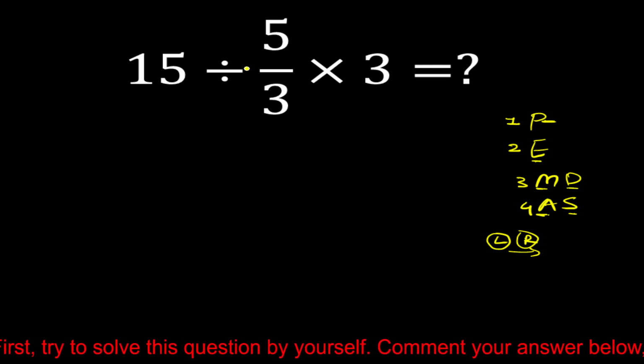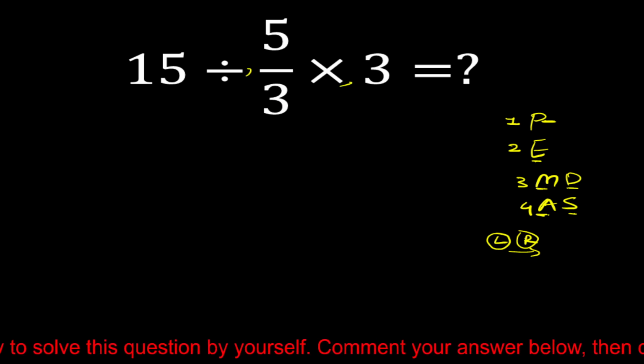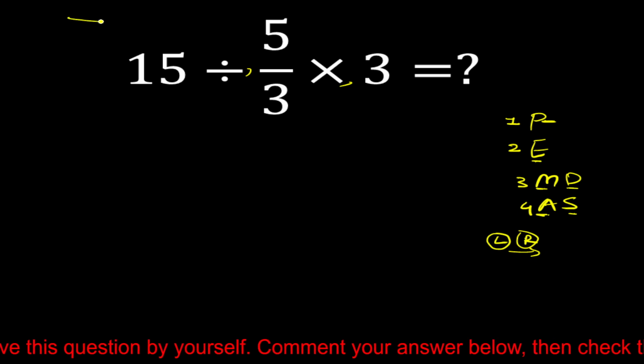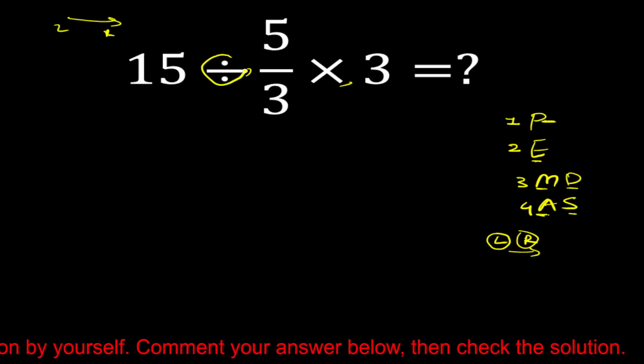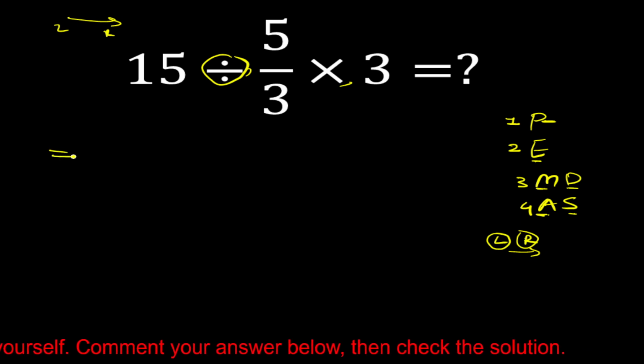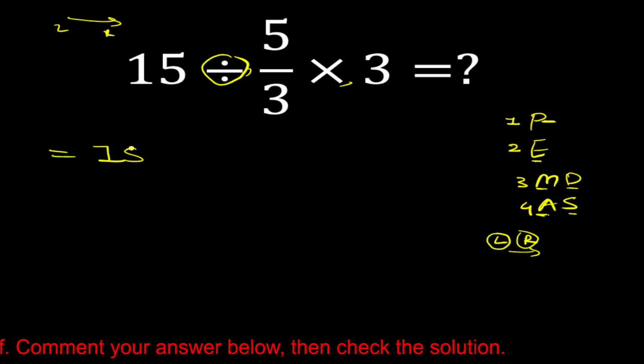Now in this question, here is division and here is multiplication. Both have equal priority, so we have to solve it from left to right. So first we have to solve this division. Okay, so it is equal to 15.